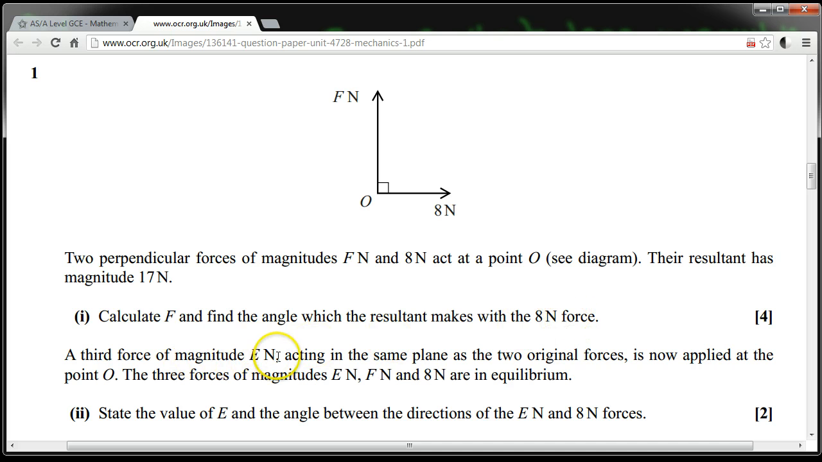A third force of magnitude E, acting in the same plane as the two original forces, is now applied at the point O. The three forces of magnitude E, F and 8 are in equilibrium. State the value of E and the angle between the direction of the E Newton and 8 Newton forces.